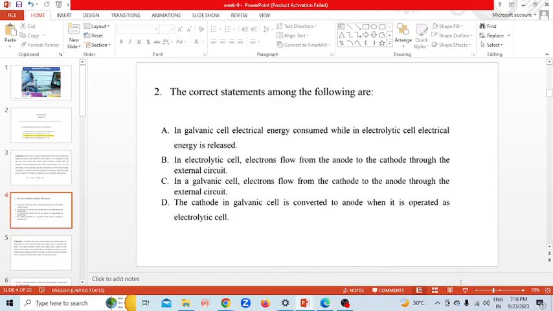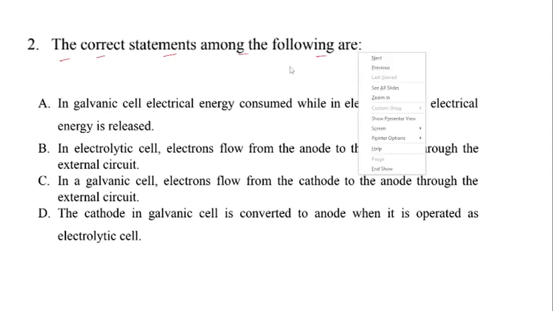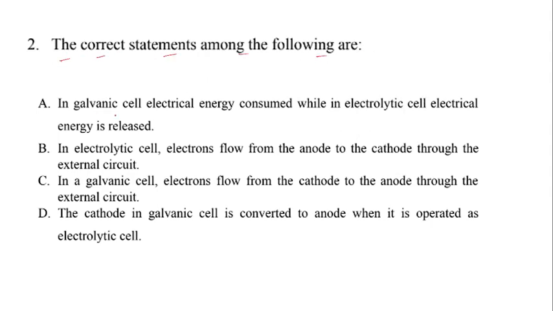So now question number 2. The correct statements among the following are. We need to find out the correct statement. In a galvanic cell, electrical energy is consumed, while in an electrolytic cell, electric energy is released. So it is not correct.